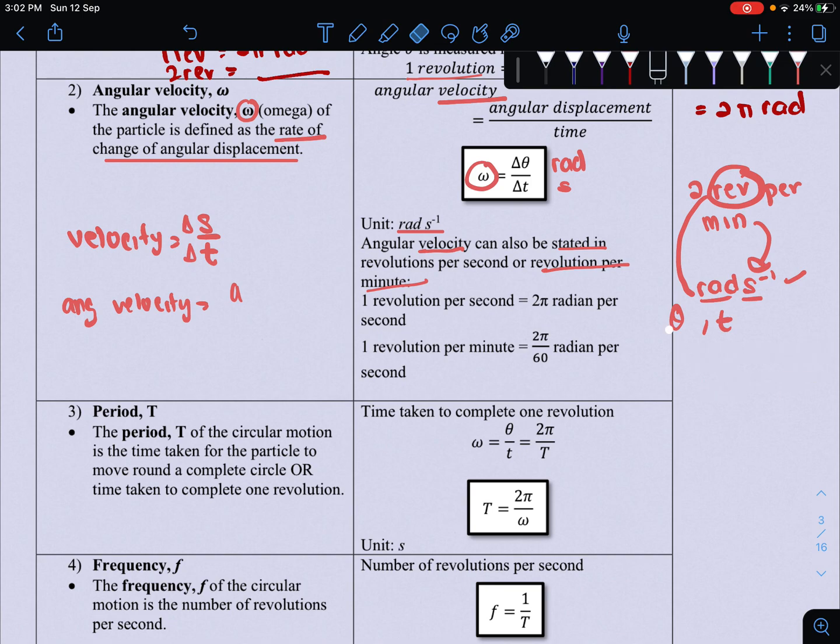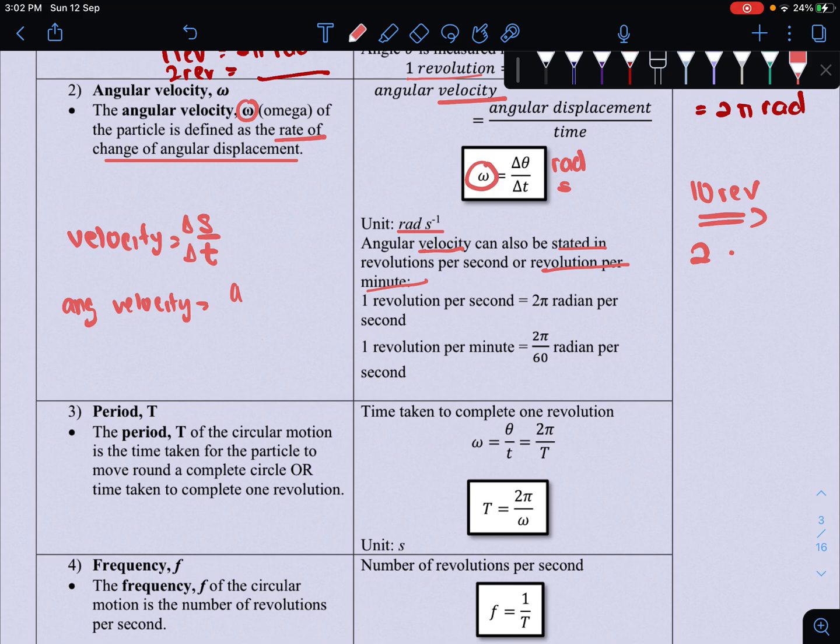Okay, so tak kisahlah dia nak bagi berapa revolution pun, kalau dia bagi 10 revolution per second pun, 10 revolution itu darab dengan 2 pi, sebab 1 revolution is equals to 2 pi. So if the question states that you have 10 revolution, awak kena convert dia pergi radian lah kan. So awak darablah dengan 10 kamu tadi darab dengan 2 pi untuk dapatkan unit radian. Okay, kalau dia kata 10 revolution per minute, kena bahagi dengan 60 saat, sebab kita nak convert that per minute into second.